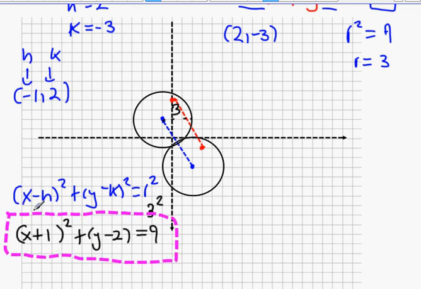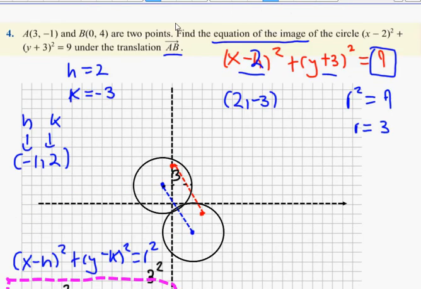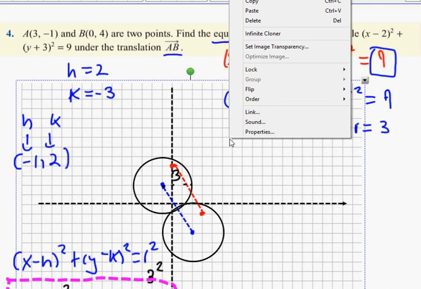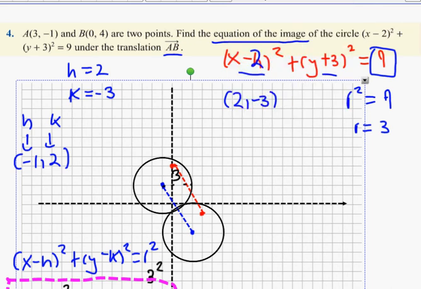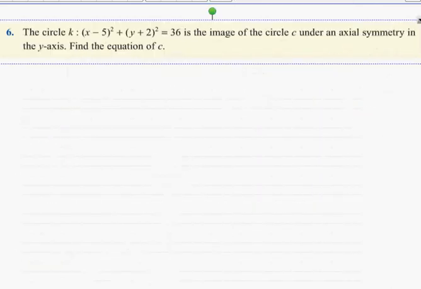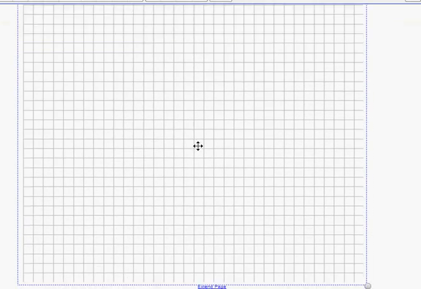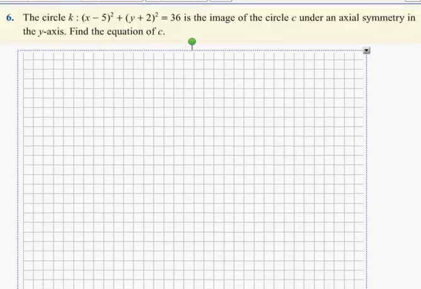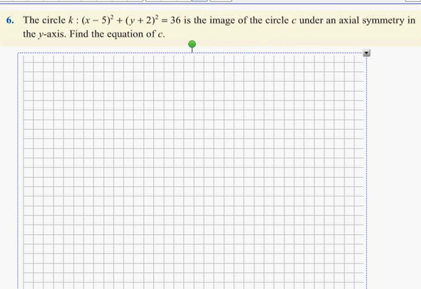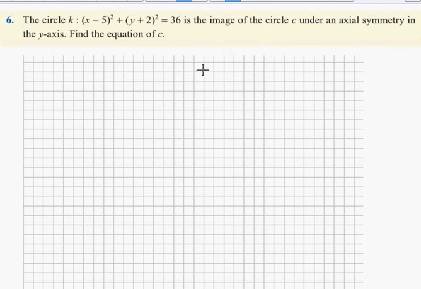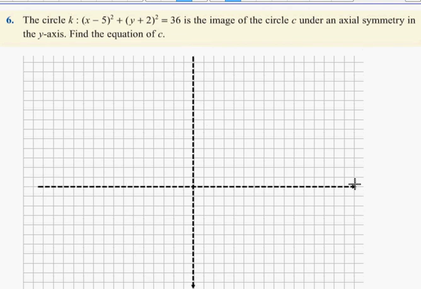Is that alright? Now, question 6, you're going to find it's the same deal. In question 6, it says axial symmetry in the y-axis. What's axial symmetry in the y-axis again? Can anybody tell me? What does that mean? Mirror. The vertical line, the y-axis, is the one I'm just after drawing. The x-axis is the one I drew second. It means a mirror. Okay?